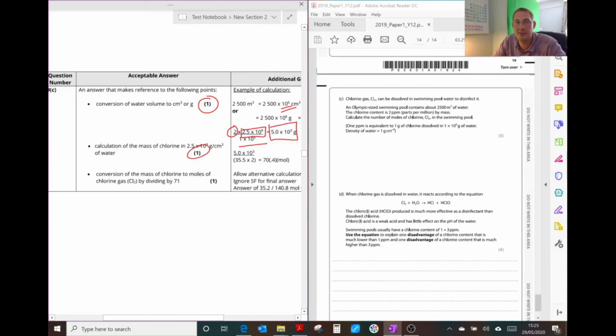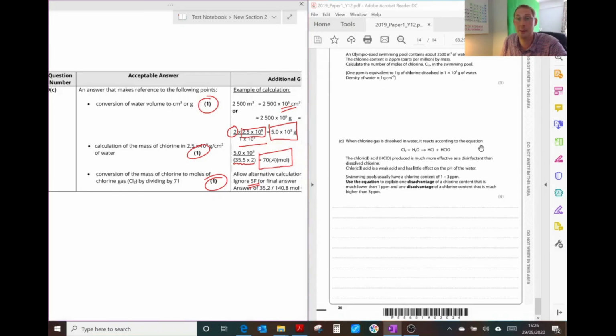Mass of chlorine, therefore, second mark. Divide it by the mass of a chlorine molecule to get 70.4 moles. Here, they weren't fussed about the number of significant figures. So 70.4, etc. was fine. Lots of people getting that there.